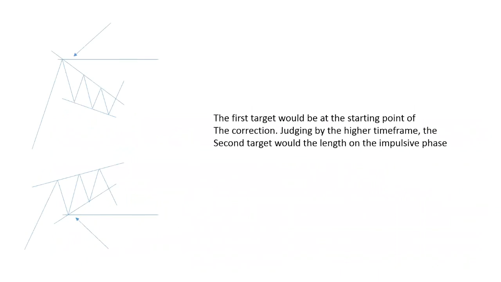Now let's take a look at the targets. The first target would be at the starting point of the correction, judging by the higher time frame. The second target would be the length of the impulse phase.